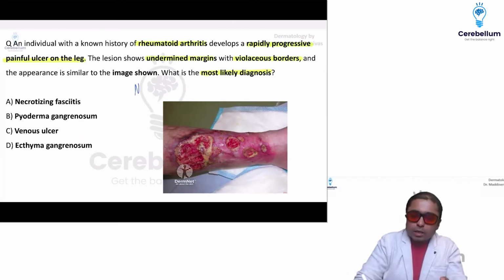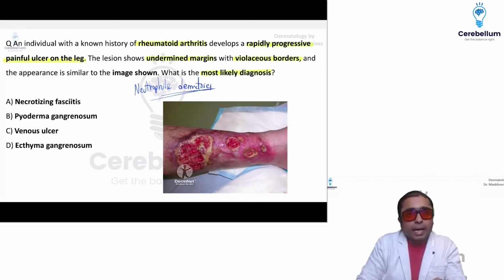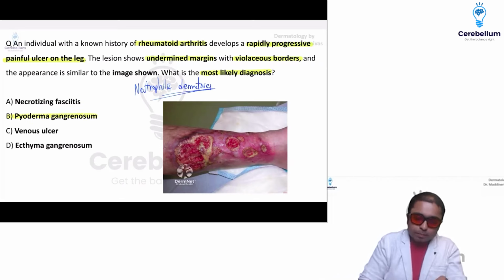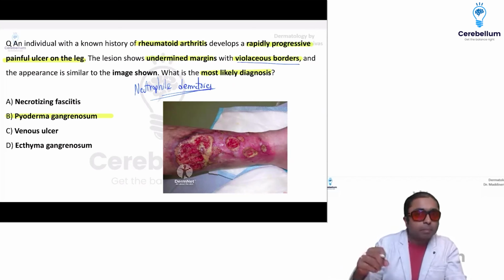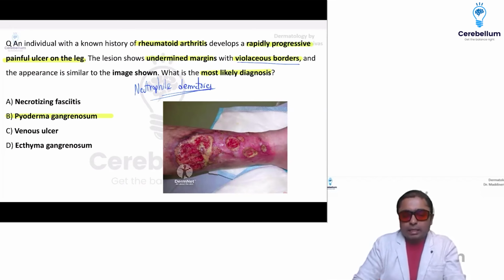So this is an example of a neutrophilic dermatosis, which is Pyoderma gangrenosum, which is going to present as a painful ulcer, mainly over the legs, which will have this violaceous border at the margins. Right. So this is a classical picture, which was, I think, given. Many students told about this.